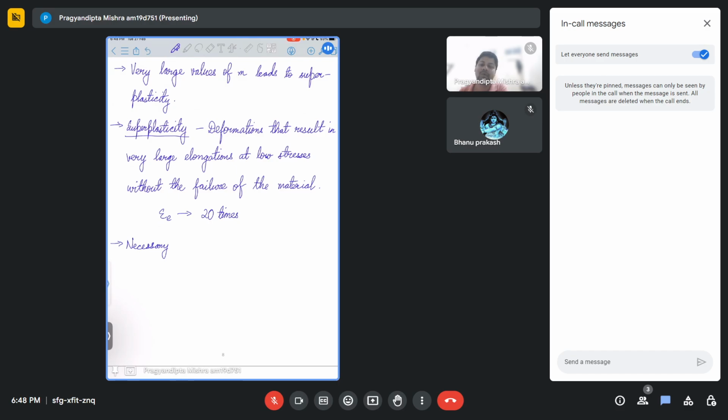So you need to understand what conditions superplasticity operates at. Just increasing the temperature above a certain threshold is not the only thing that will lead to superplasticity. You need to have other things also. So let's understand those conditions.